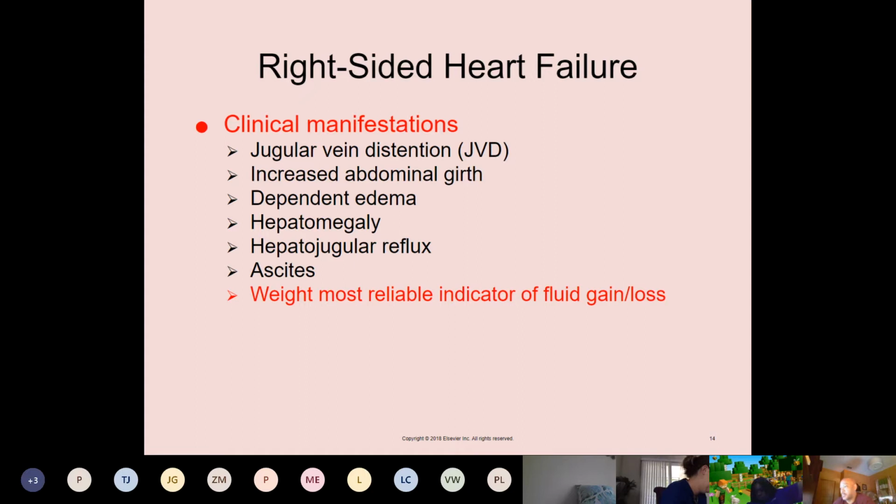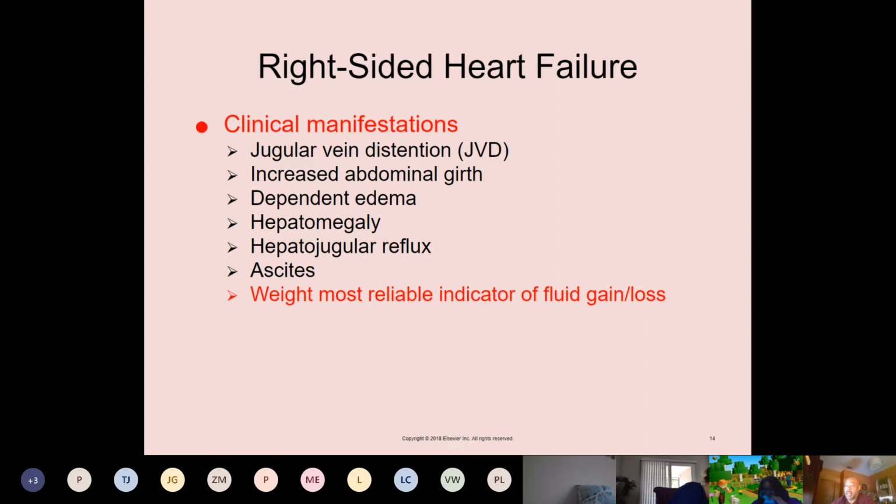Let's see, I think we talked about some. We talked about the JVD, or jugular vein distension. We always measure the abdominal girth to see if it's growing, see if it's getting larger, and that's something you want to document as well. You're assessing for jugular vein distension also. We're checking for hepatomegaly, meaning enlarged liver, hepatojugular reflux and ascites, and also increased LFTs, liver enzymes. This way we know that the liver is impacted.